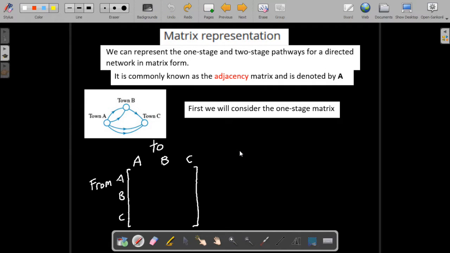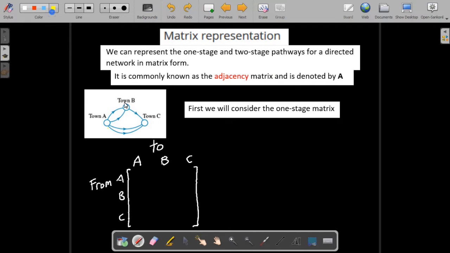So the next thing we want to look at is how can we represent the one-stage and the two-stage pathways for a directed network in matrix form. When we make it into matrix form, we call it the adjacency matrix, and we denote that by A. So again, consider the towns A, B, and C, and there's all our pathways. What we want to work out is the one-stage matrix.